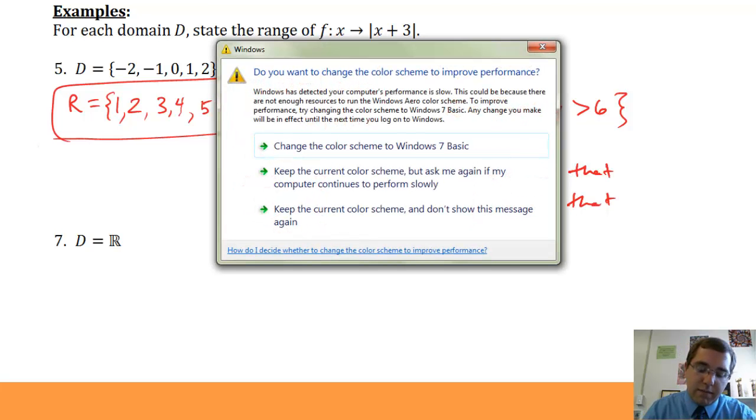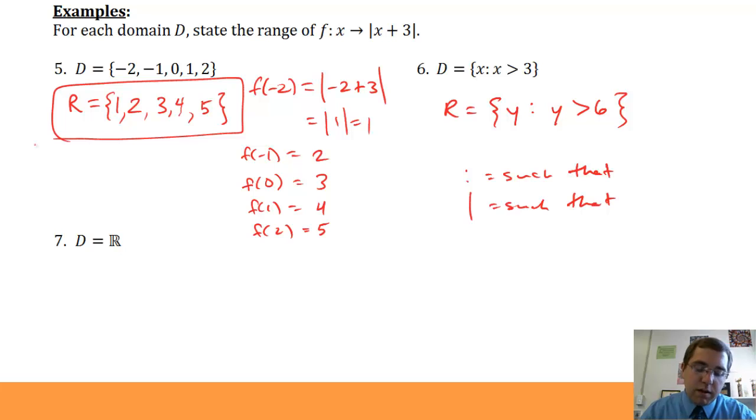What if I take negative 6? Well, negative 6 plus 3 is negative 3. The absolute value of negative 3 is positive 3. What if I take negative 4? Well, negative 4 plus 3 is negative 1. The absolute value of negative 1 is 1. What if I take negative 3? Well, negative 3 plus 3 is 0, and the absolute value of 0 is 0.